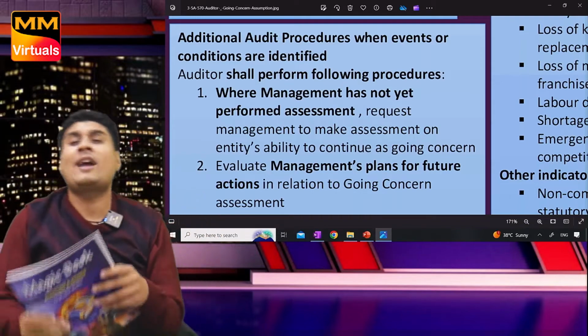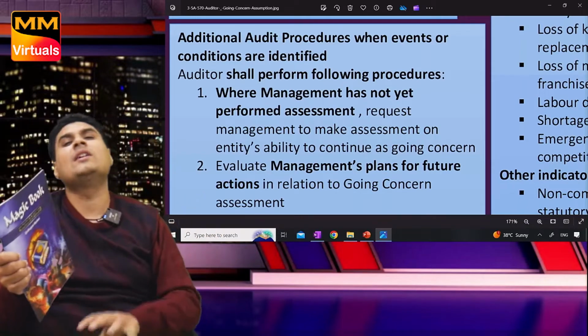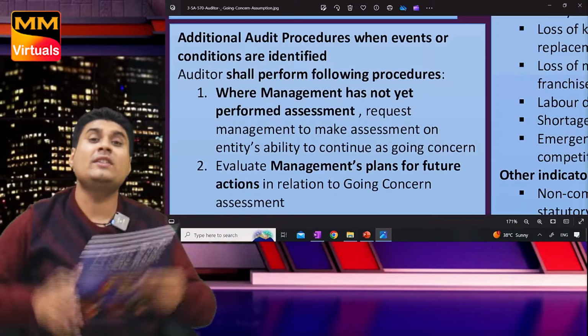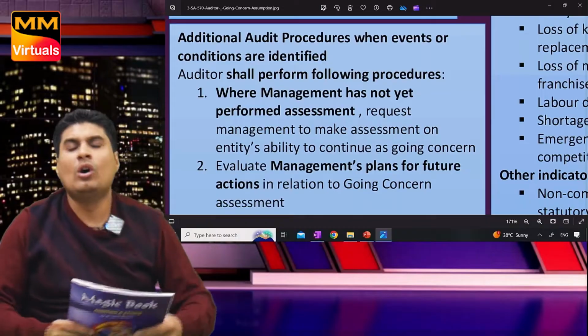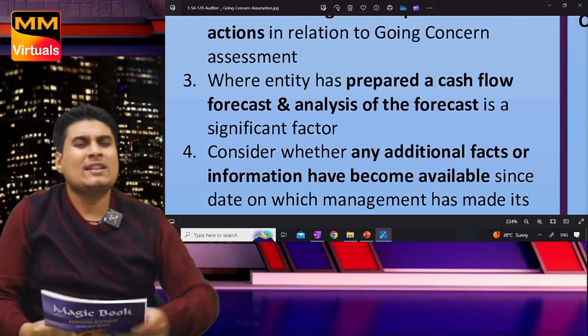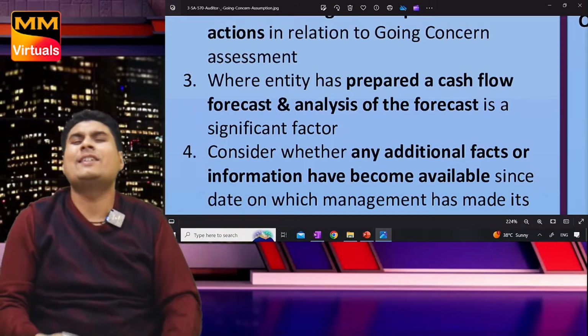Evaluate the future plan of management in relation to going concern. In that plan, what is there? Cash flow is there. See the assumptions used in the cash flow, at what rate they will grow. Third point: where the entity has prepared a cash flow forecast, see whether the assumptions used in the forecast are reasonable or not.